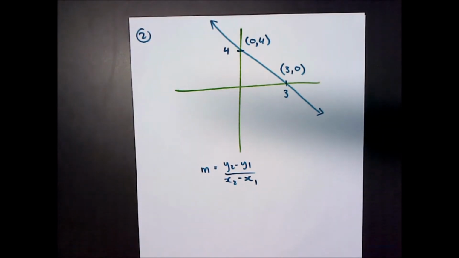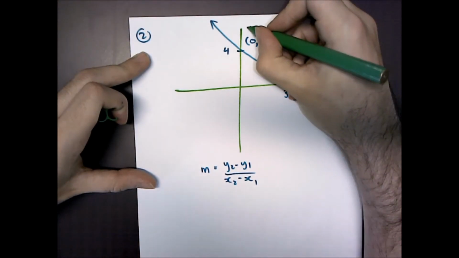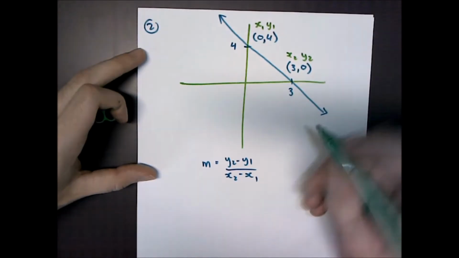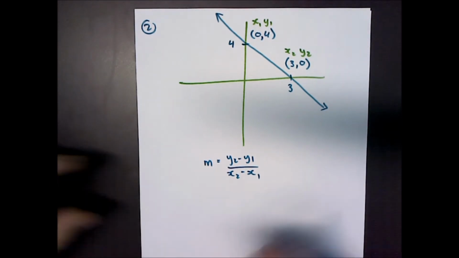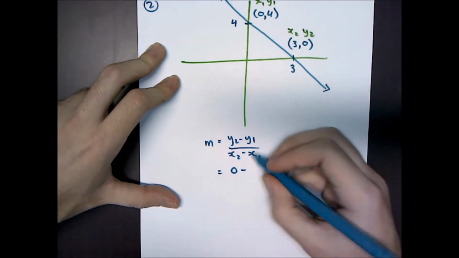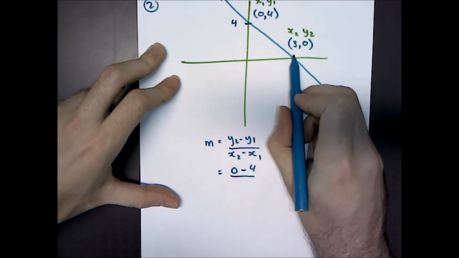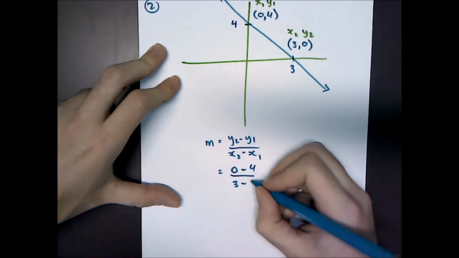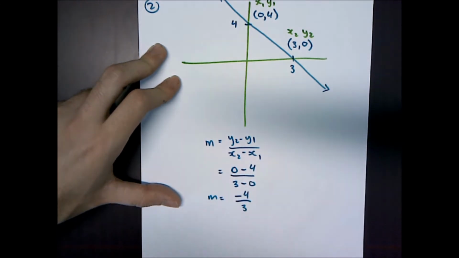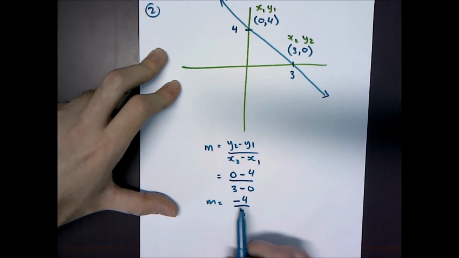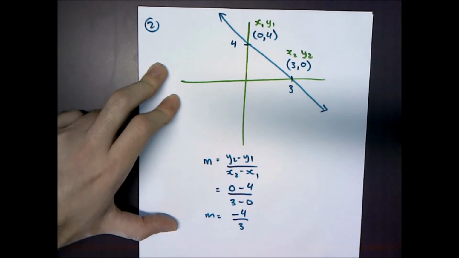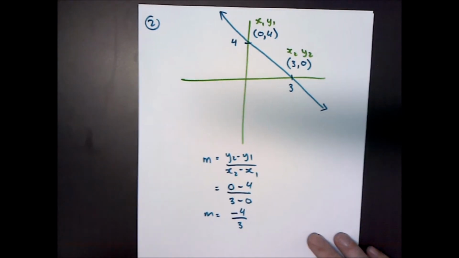So now I can label my points: x1, y1, x2, y2, and then I just need to sub everything in. y2 was 0 minus y1, which was 4, divided by x2, which was 3, minus x1, which is 0. I'm going to end up with negative 4 on top of 3. Again, you can change that to a decimal if you like, and it makes sense because going from left to right, it's going down, so I should have a negative. My gradient is negative, so I know that I'm probably correct.